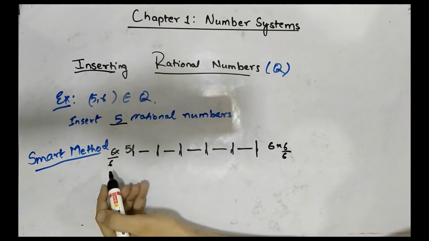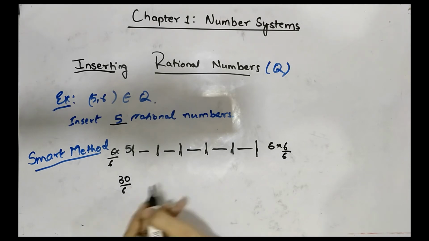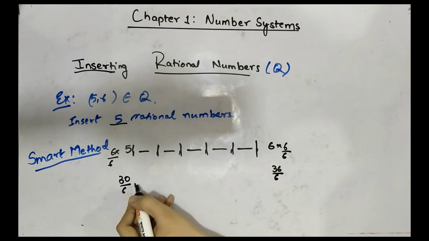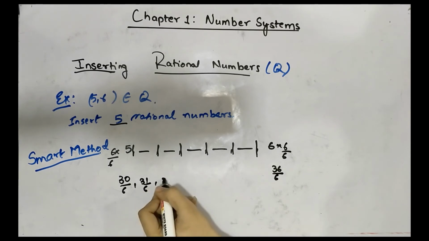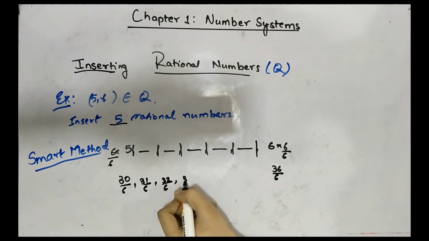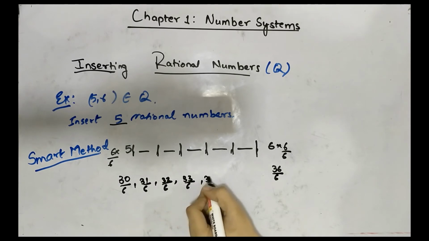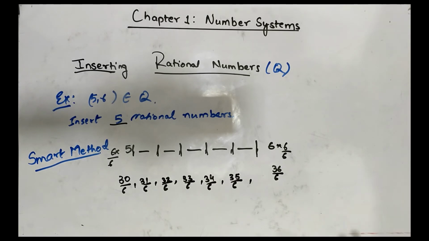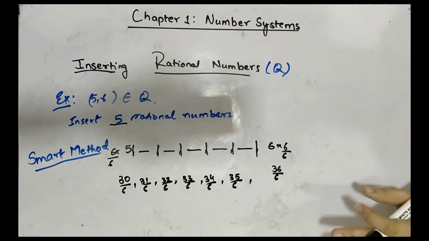What is this value? This is 30 upon 6. This is what? 36 upon 6. Now what you can do? 31 upon 6, 32 upon 6, 33 upon 6, 34 upon 6 and 35 upon 6. Okay? See? Okay. That is one of the ways to do it quite easily.